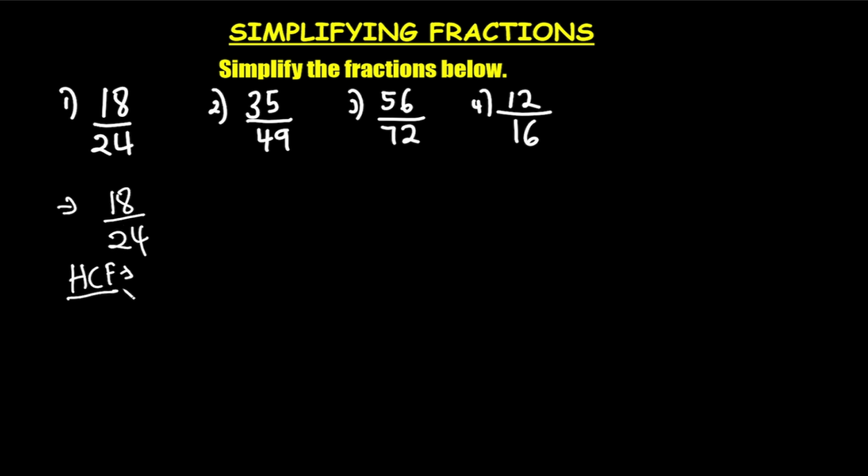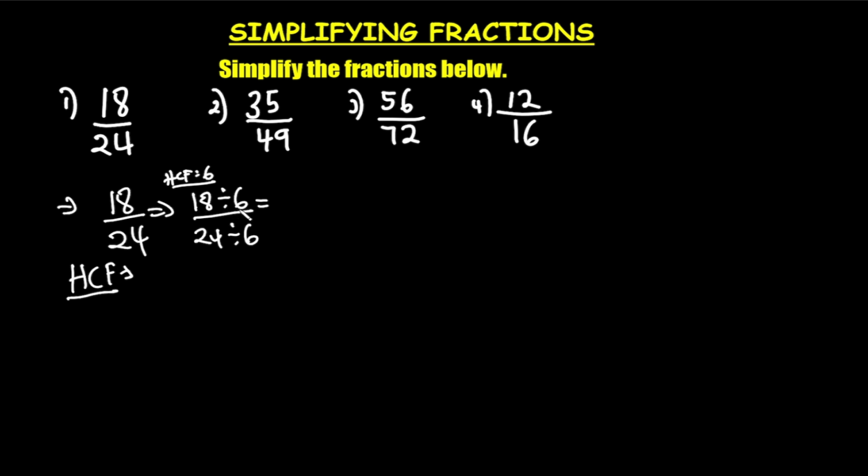I already know the HCF. The HCF of 18 and 24 is 6. Now after you know the HCF, you divide both the numerator and then the denominator by the HCF. So I'm going to divide the 18 by 6 and also 24 by 6.